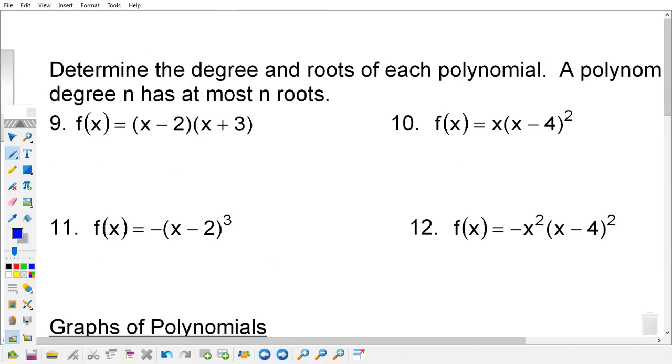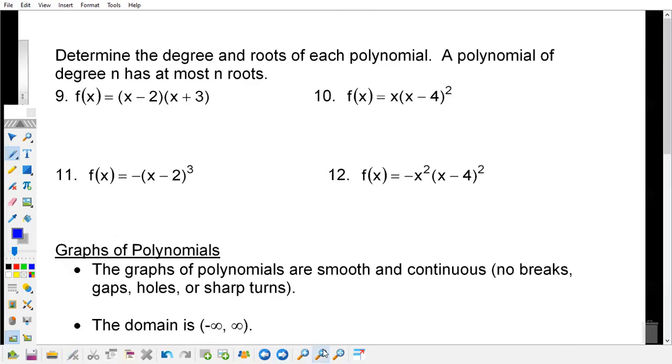Okay, next, we're going to talk about determining the roots of a polynomial, okay? When a polynomial is in factored form, how many factors you have is the number of roots. So determining the degree and the roots of each polynomial. The first thing is, in factored form, number of factors equals number of roots. It's the number of parentheses, or, well, in this case, it doesn't have parentheses, and that's still a factor.